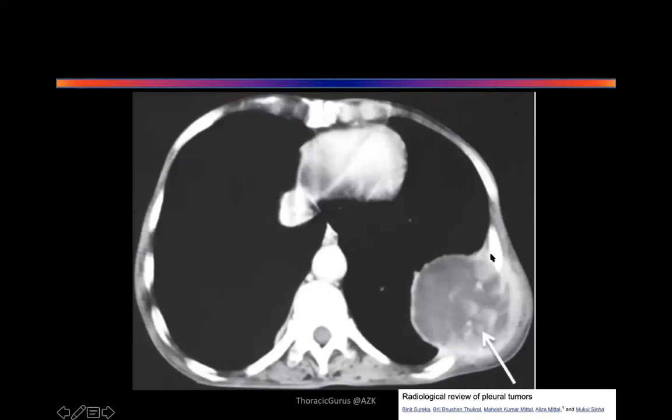Actually, the ribs look normal. That's what I'm trying to show you. That there is no erosion of the rib. Can you see that? It's nice and smooth. The rib is smooth. There is no evidence of erosion of the rib at the moment. Right. You understand that? So what is this likely to be? Give me a differential diagnosis.